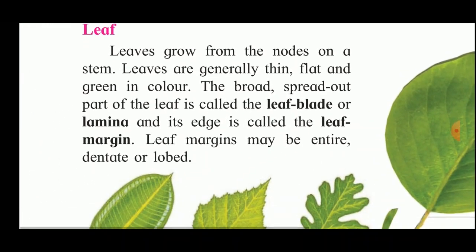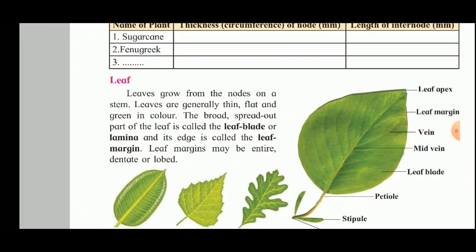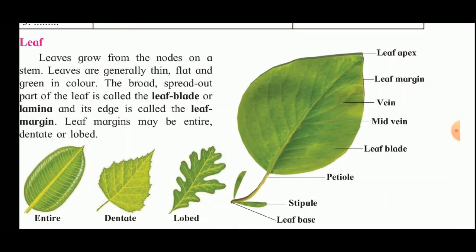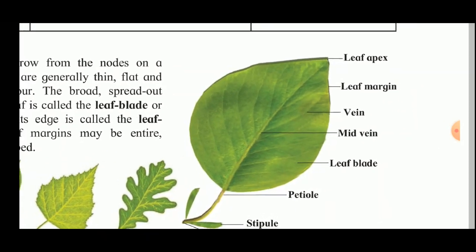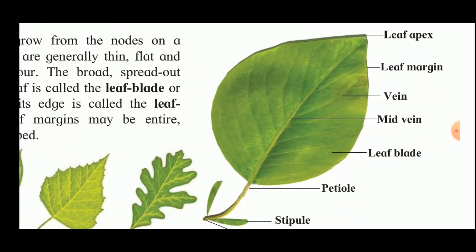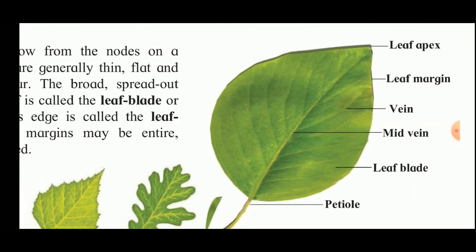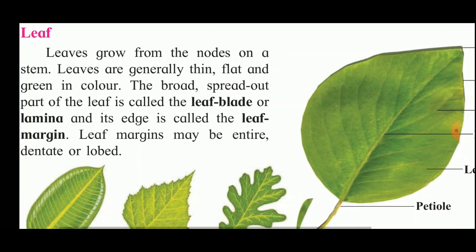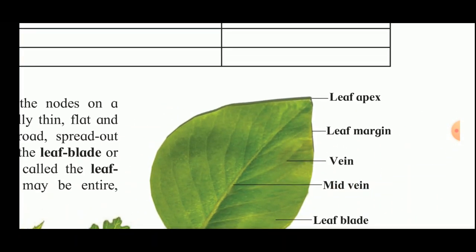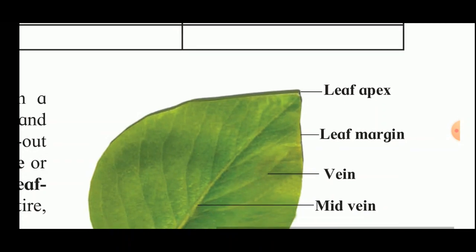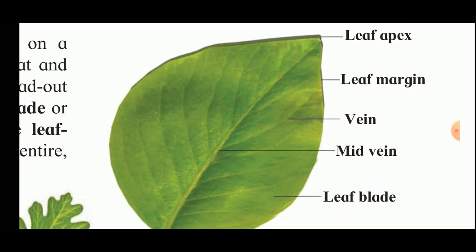Now, so far we have seen two parts of the plant, root and stem. Now let us see the next part of the plant, the leaf. The leaves grow from the nodes on the stem. Leaves are generally thin, flat and green in color. Here you can see the part of the plant in detail. This broad spread-out part is called the leaf blade or lamina, and this edge is called the leaf apex. Then the outer boundary of the lamina is called the leaf margin.